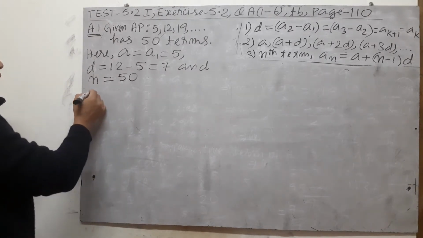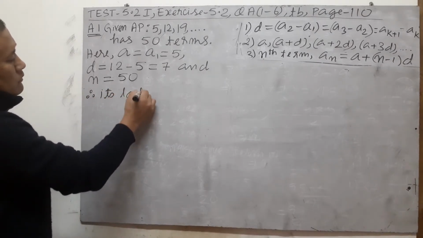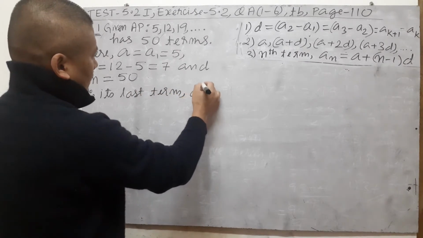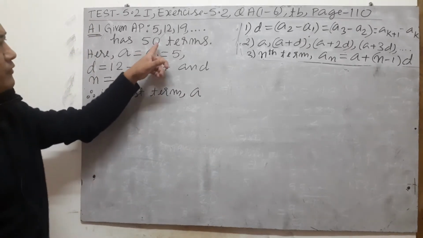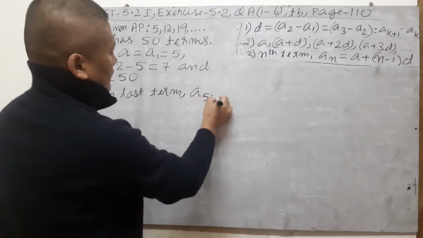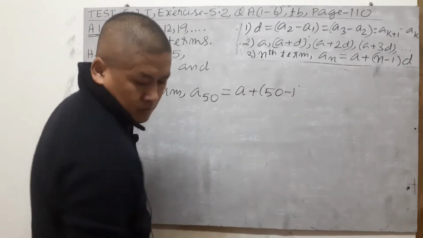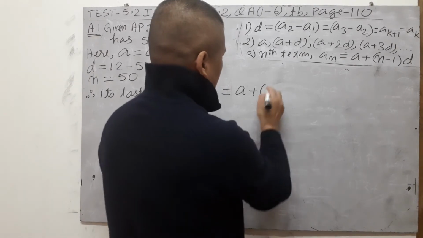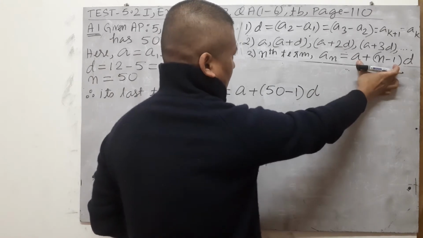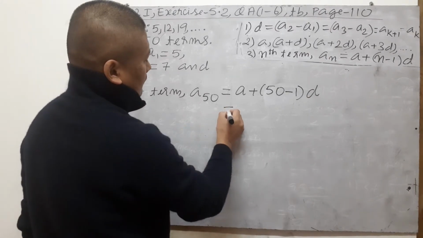So therefore its last term, in other words, would be, since it has 50 terms, the 50th term will be the last term. So A50 will be A plus n minus 1, n is 50 here, so 50 minus 1 into D, following this formula, A plus n minus 1 into D, right? So here the A value, the first term, is given.